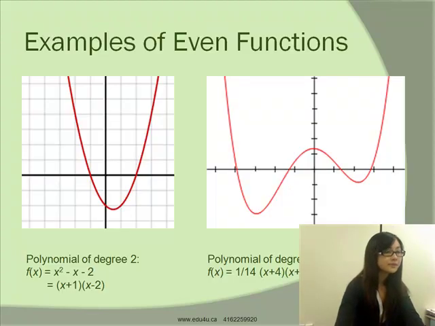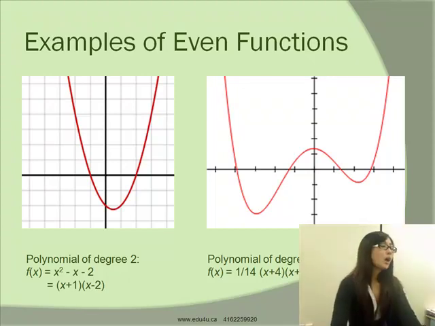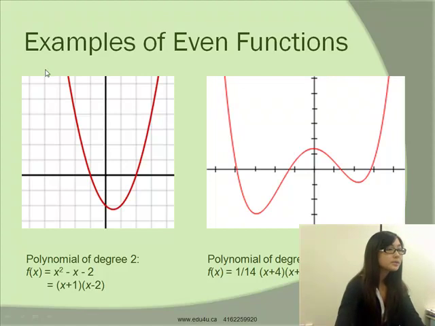Here are some examples of even functions. On the left side, we have the graph of a polynomial of degree 2. Notice the end behavior. One end of the graph went to positive infinity of y, so the other end of the graph did the same, and it went to the positive infinity of y. And the same goes for the graph that's on the right side, which is a polynomial of degree 4. One end of the graph went to the positive infinity of y, and the other end went the same way.